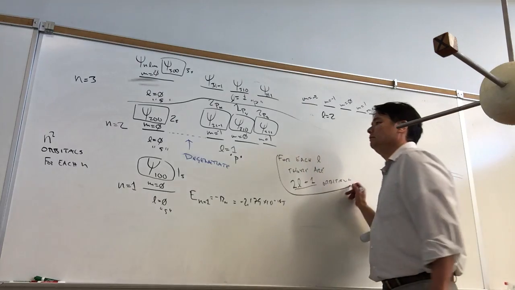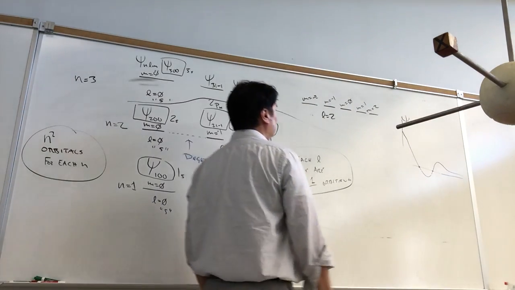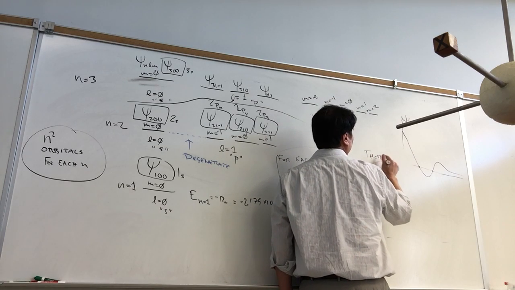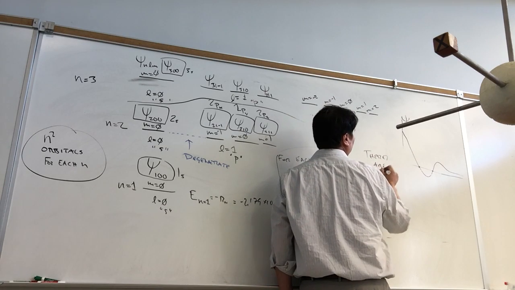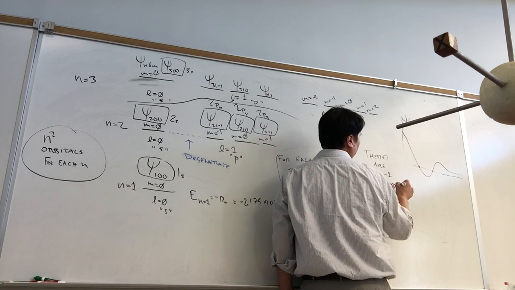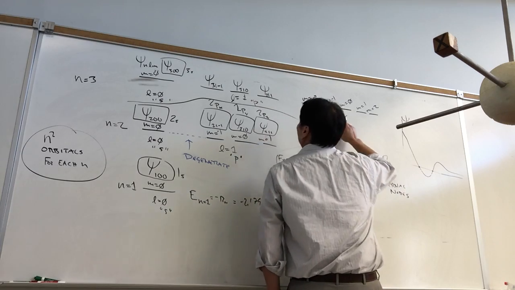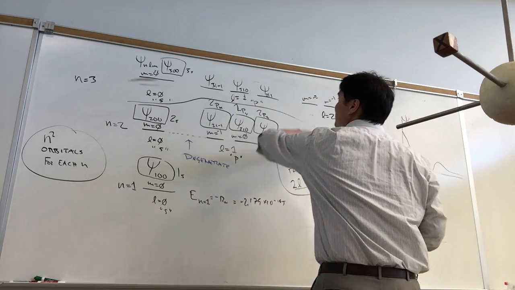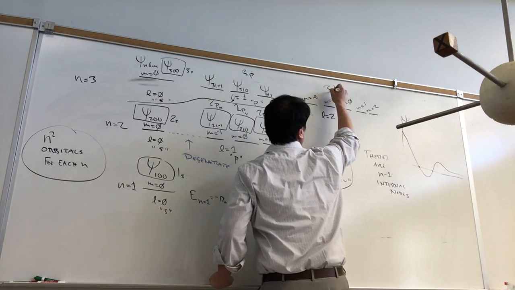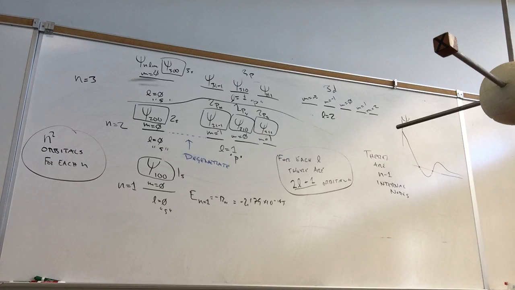So 2L plus 1. And as far as the nodes go, there are n minus 1 internal nodes. These p's look very similar. These are the 3p orbitals. These are going to be the 3d orbitals. The 3d orbitals are going to be cut by two nodes. Let me show you.